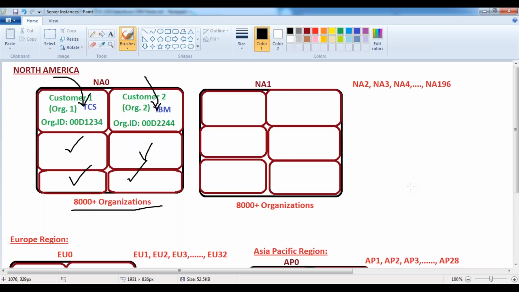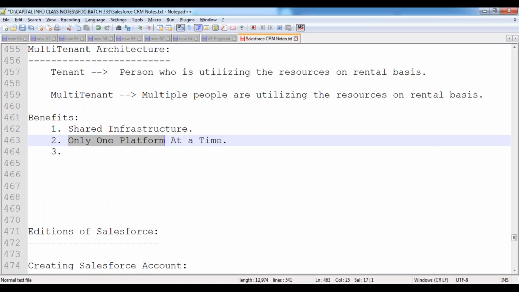Ramesh is using the latest features. I'm continuing with the older features. That means an older version and a newer version are there. But in Salesforce, there is no such concept. Whenever Salesforce gives new releases, it may be winter, spring, or summer, these new release features will be applicable to all the users. He may be utilizing a free account of Salesforce, he may be utilizing a paid account also. Everybody will be getting the latest feature, so there is no concept of older version and newer version in Salesforce, so always only one platform at a time.